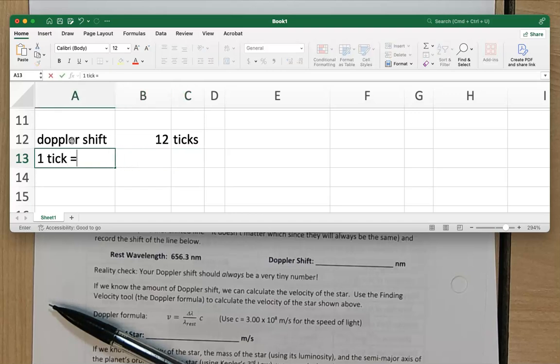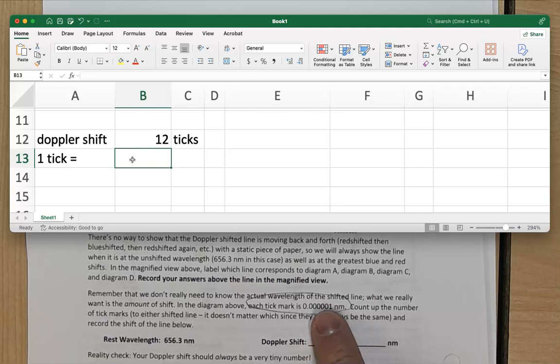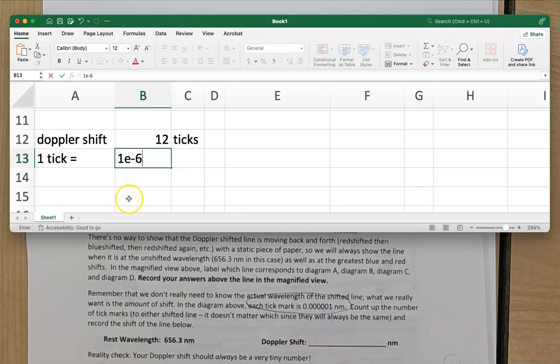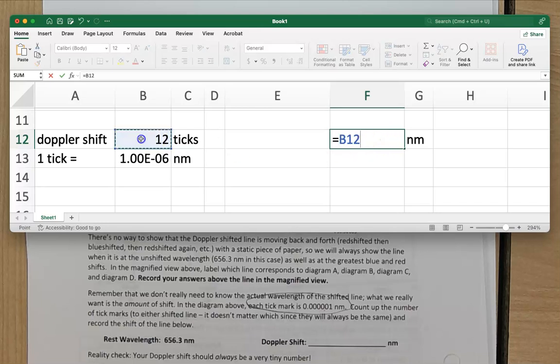Except that one tick mark equals what? It equals 1 times 10 to the negative 6. Okay. All right. So then one tick mark is 1 times 10 to the negative 6 nanometers. So therefore, the Doppler shift in nanometers will be equal to 12 tick marks times the number of nanometers per tick mark.